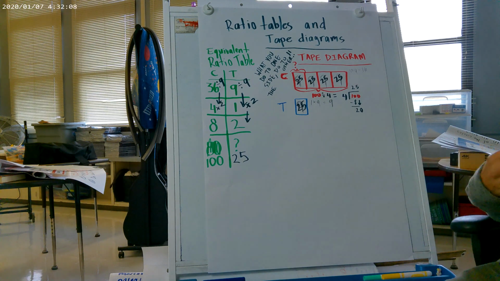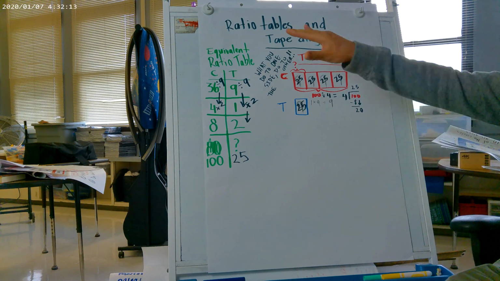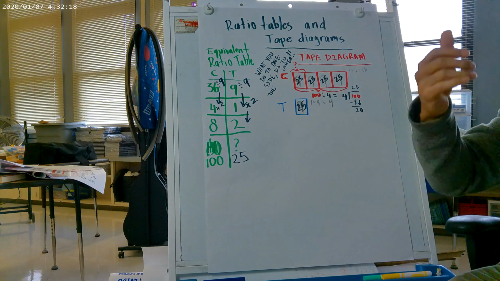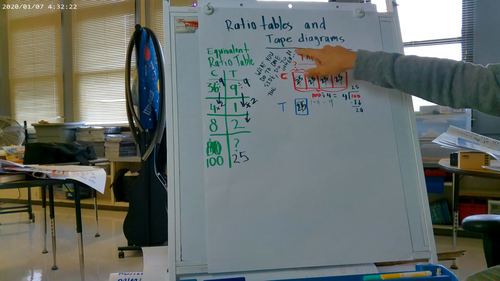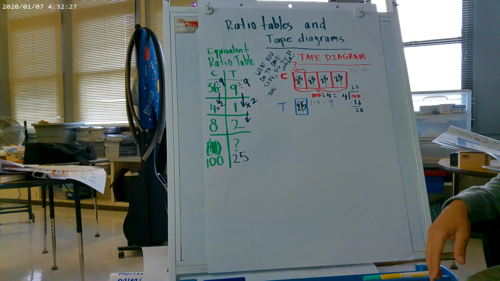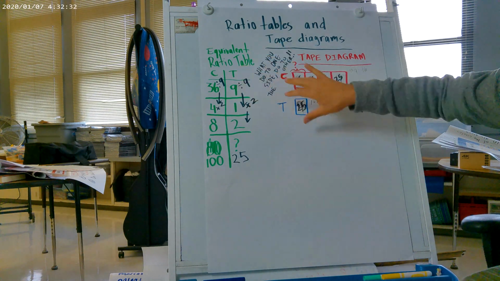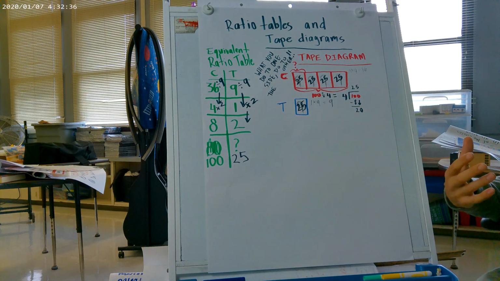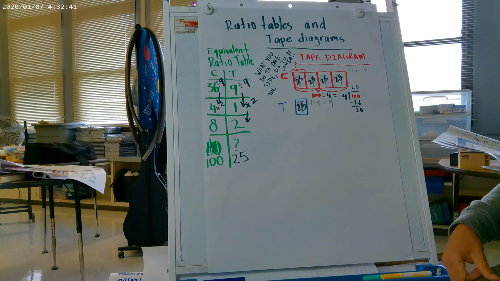So I'm just going to really quickly go through and talk about what we talked about earlier. What we talked about earlier are ratio tables and tape diagrams, okay? And it's really just different ways of setting up an equivalent ratio and being able to identify what ratios are equivalent, so that we can move forward with increasing certain amounts of things.